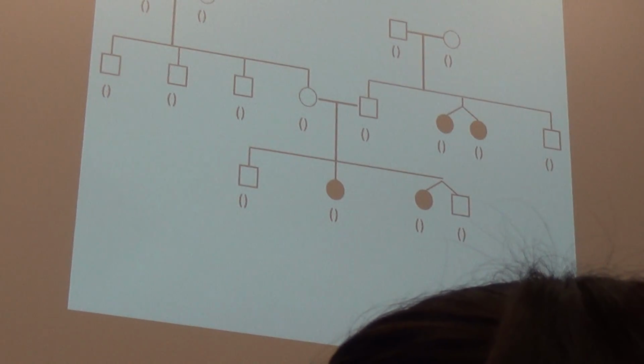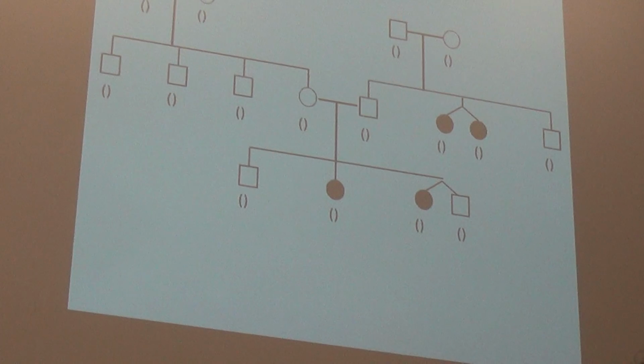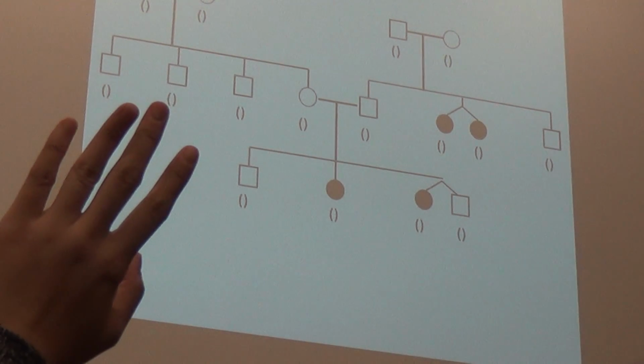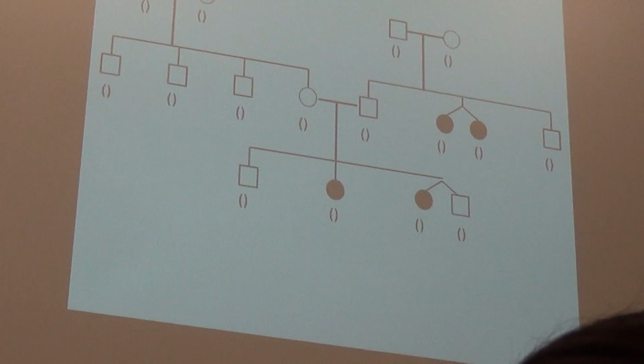Okay, here is another example. Okay, again, recessive or dominant? How many think it's recessive? How many think it's dominant? Let's put your hands up for recessive. Okay. Dominant. Very few dominant. It's recessive. Two unaffected individuals having affected children. So it has to be recessive.